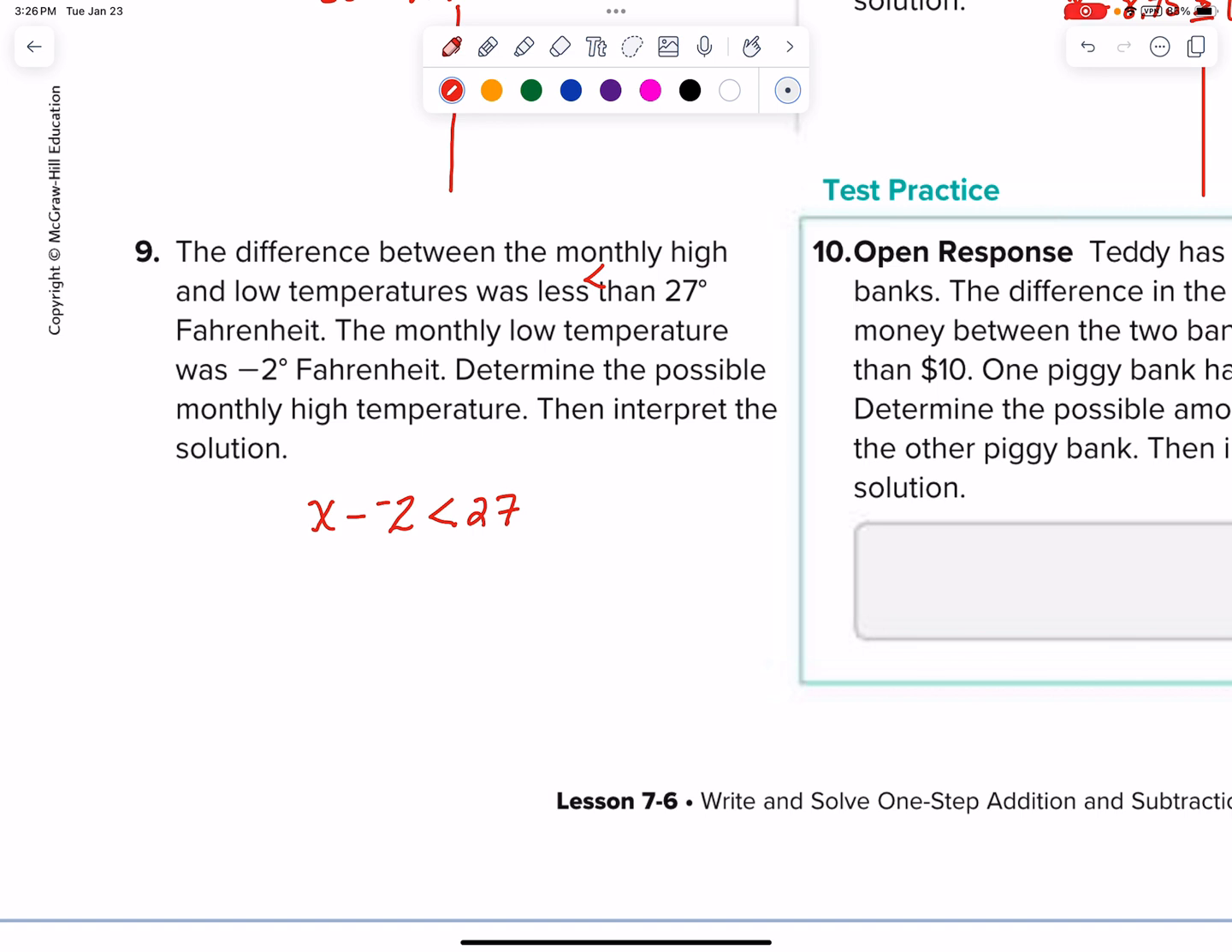The difference between those has to be less than 27 degrees Fahrenheit. Okay, so let's go ahead and actually try this one out. So we're going to subtract 2 from both sides, and then we end up with x is less than 25 degrees. So x must be less than 25 degrees in order for this to be true.